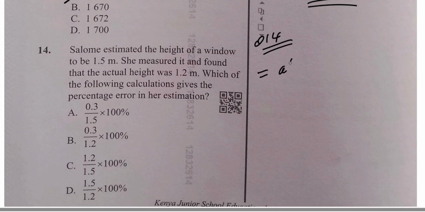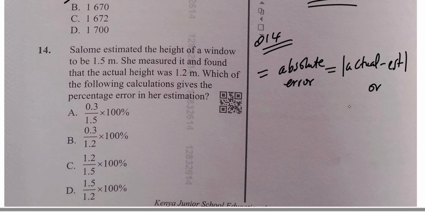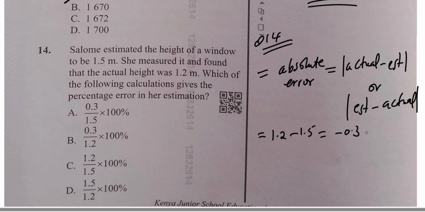If you want to get an error or absolute error, I don't know if students were taught this, you basically take your actual minus the estimated, or you can take the estimated minus actual, as long as you don't keep the negative. For now, I'll use the estimated minus actual. Let's say your actual is 1.2 minus 1.5, which is negative 0.3. Now we neglect that negative. We basically take the positive, which is 0.3.